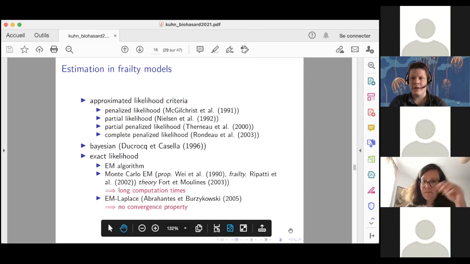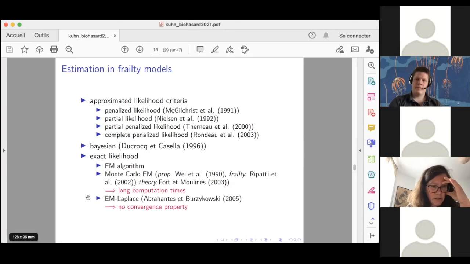I think Christophe had a question in the chat. Okay, wait, I have to have a look in the chat. What is the distribution of the distance between the lake and the different villages?